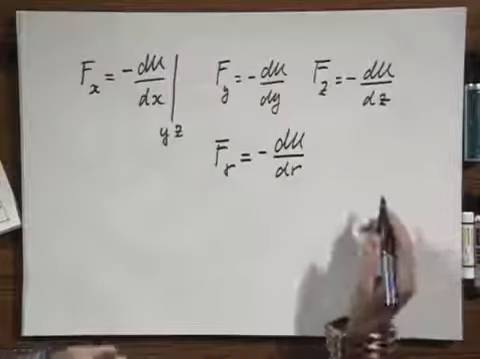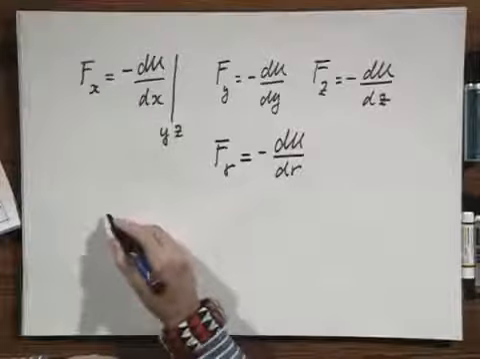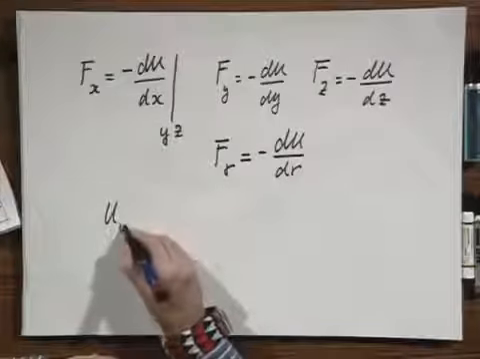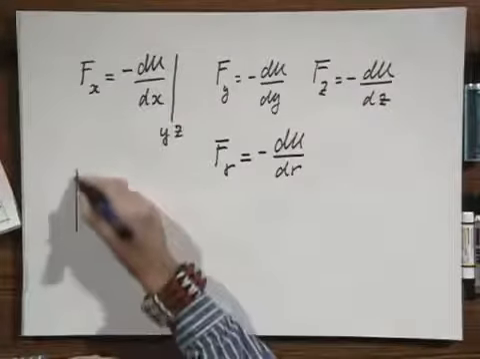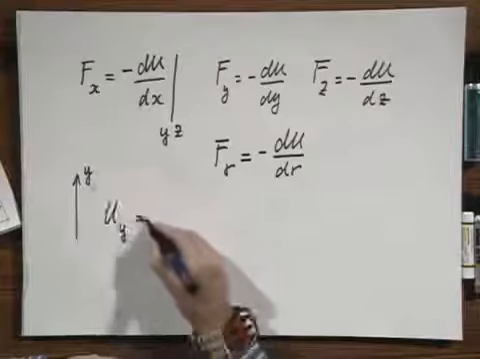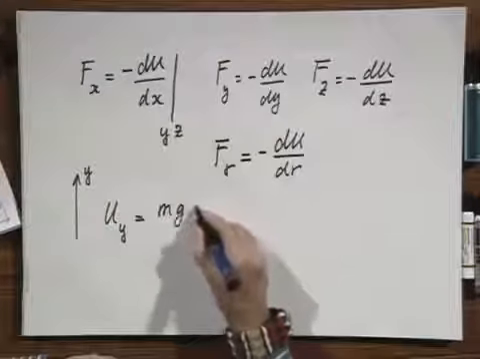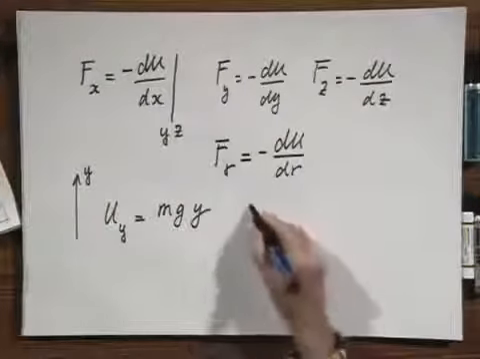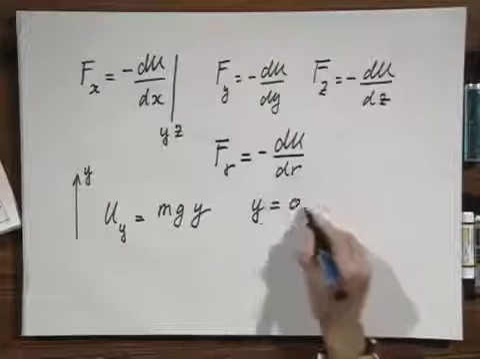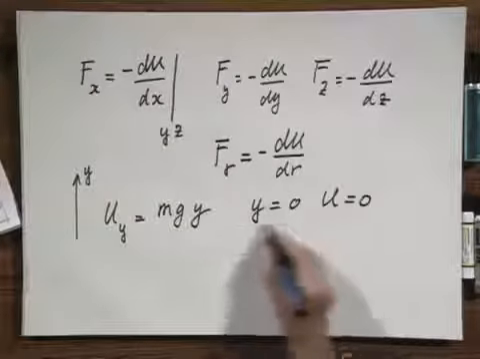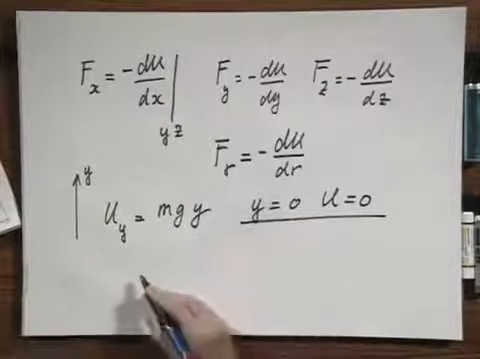Let's take the situation of the table. On the table we had U as a function of y. Y was increasing in this way. Let's call it mgy. I then arbitrarily choose, at y equals zero, U equals zero. You're free to do this, but that makes it in this case rather easy.